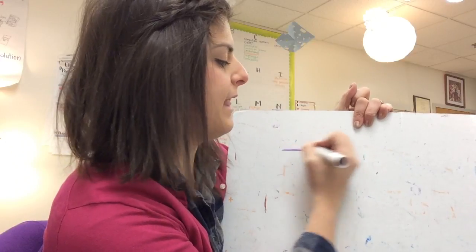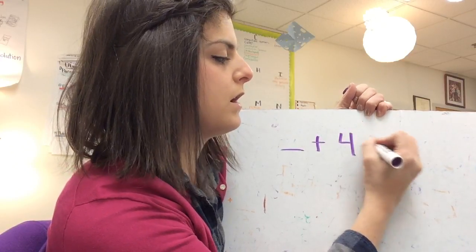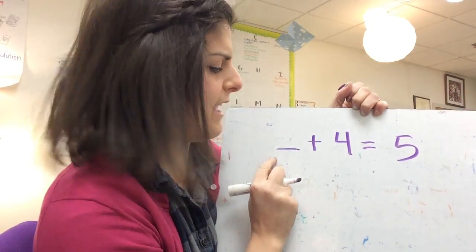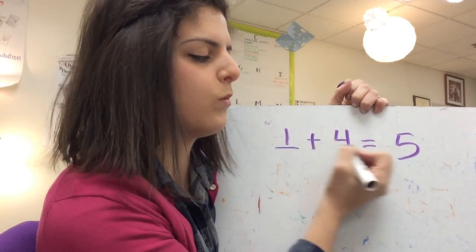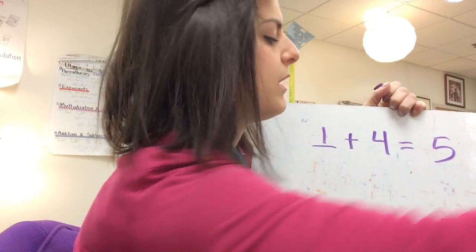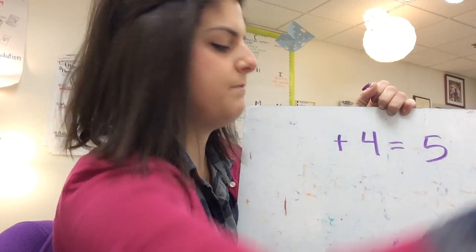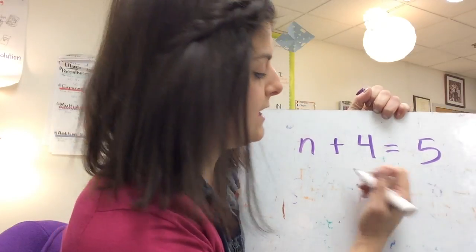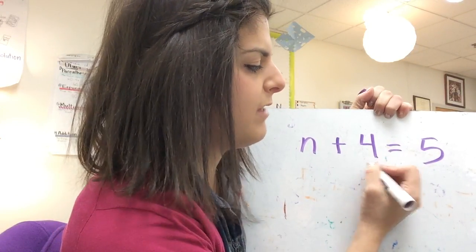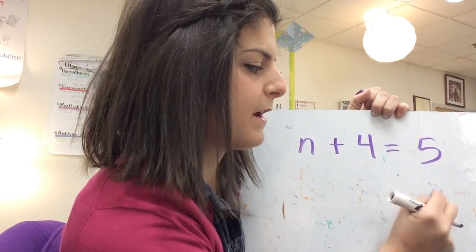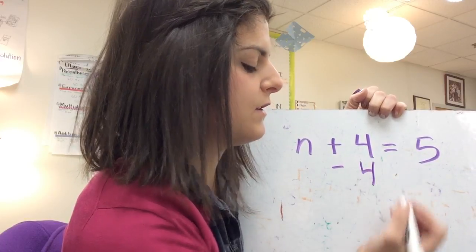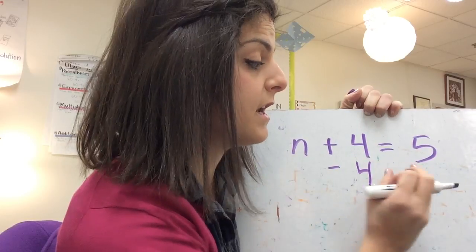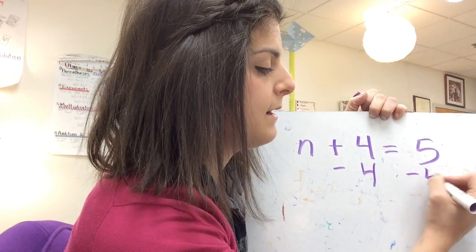If I had blank plus 4 equals 5, you would automatically know that the answer right here would be 1, because 1 plus 4 equals 5. But what you're really doing in this kind of equation, technically, is trying to balance out these two sides. And in order to do that, you would probably just go 5 minus 4, right? The reason for that is we're going to take 4 away from this side so that way the 4 is gone.